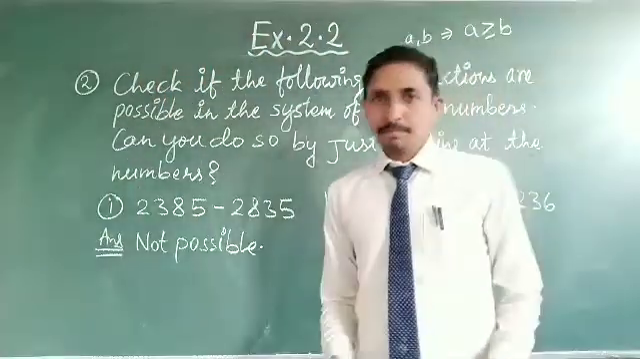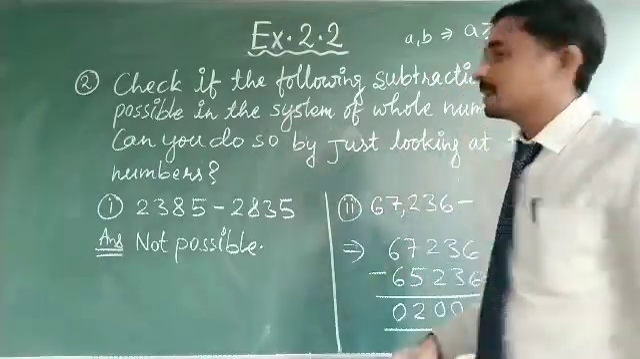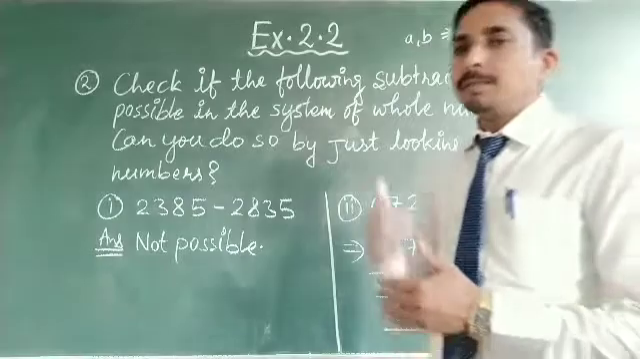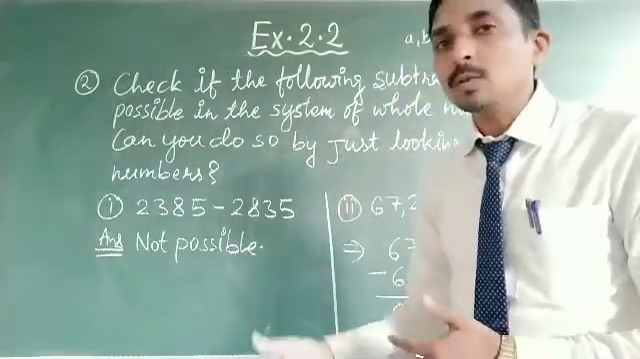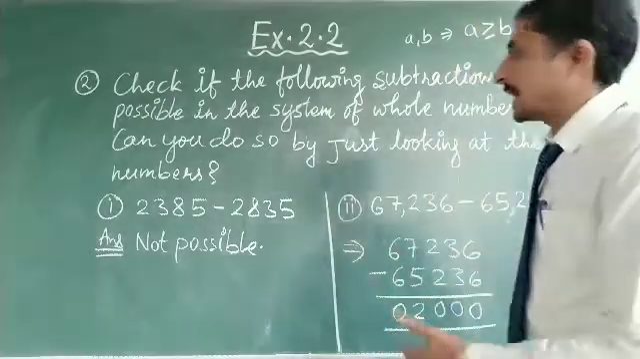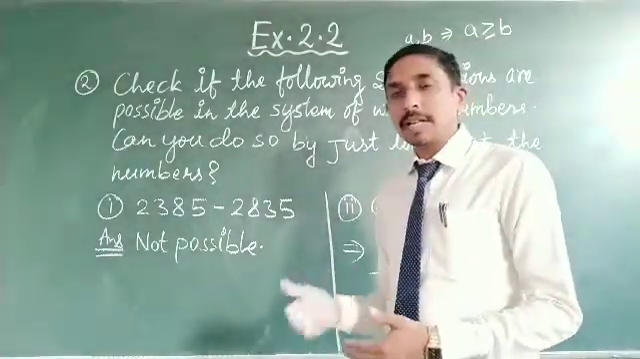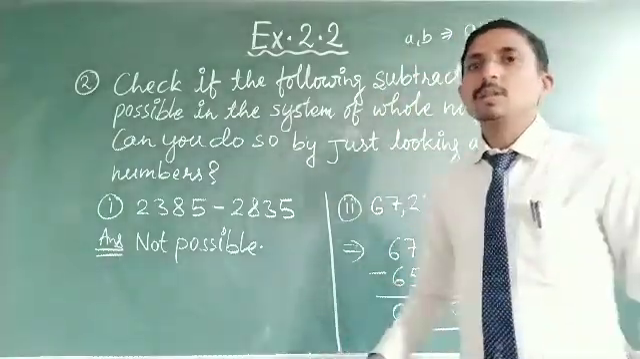So students, make it clear. In the system of whole numbers, subtraction is only possible when the first given number is greater than or equal to the second number. If the first number is greater than or equal to the second number, then subtraction is possible. Otherwise, subtraction is not possible.